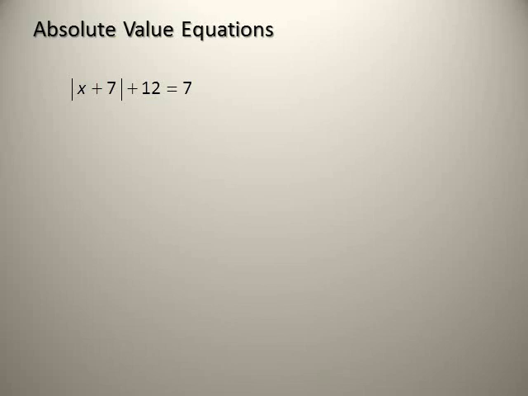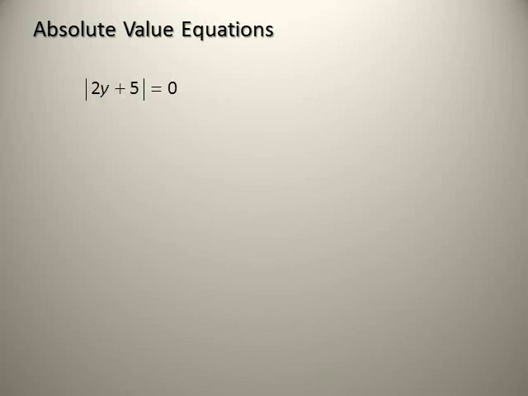Absolute value of x plus 7, plus 12 equals 7. First find the value of the absolute. It will be absolute value of x plus 7 equals negative 5. No solution for this equation because the answer is a negative number, so finally there is no solution.